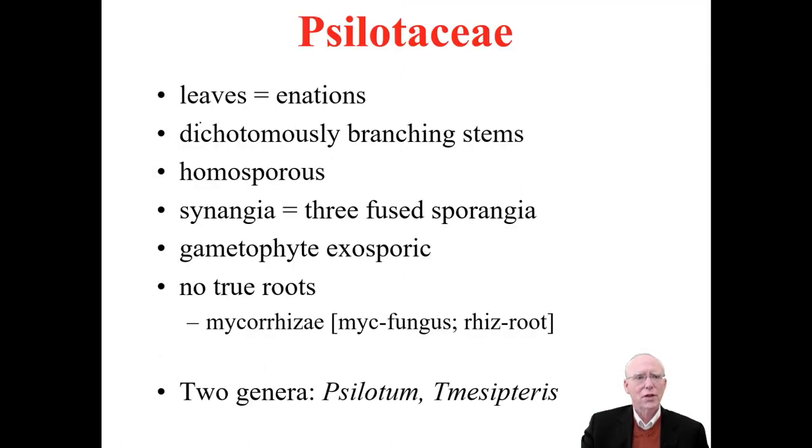So here are the characteristics of the plant. The leaves are not true leaves now; they're these enations, these non-vascularized blips of tissue. Psilotaceae has these enations. There's dichotomous branching of the stems. The plant is homosporous, and the gametophyte is exosporic. The synangia consist of fused sporangia, and in fact, there are three of those. There are no true roots in these plants.